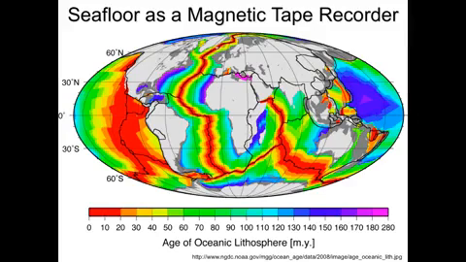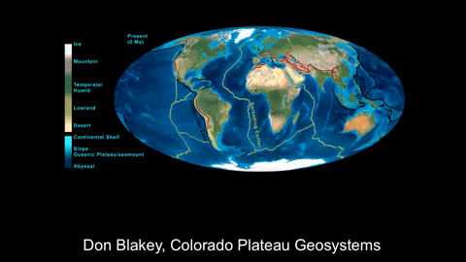Now, what we can do is run this magnetic tape recorder back and then fold that ocean crust back into the spreading centers so that we can see what the Earth looked like in the geologic past. And we can also use fossils and paleomagnetism to determine the locations of these continents in the geologic past. So this is an animation produced by Don Blakey of Colorado Plateau Geosystems. And here you can see the present Earth in this format.